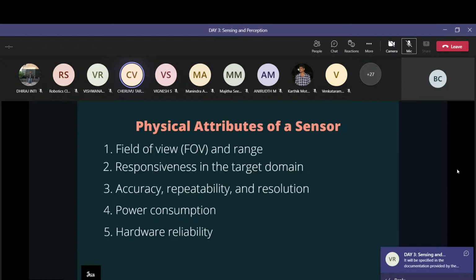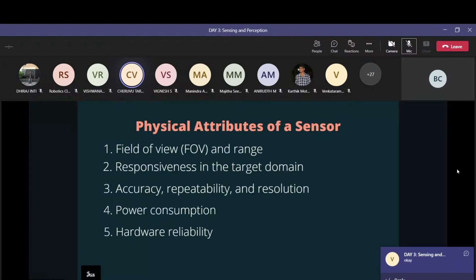Repeatability means whenever you sense the same environment again and again, you will obviously not get the same answer again and again, right? Before, I was discussing sensing and perception, now I'm discussing attributes. You are in the same environment, but your topic is different. So when you observe the same environment again and again, you will not have the same output coming. That's repeatability. Deviation from reading to reading.